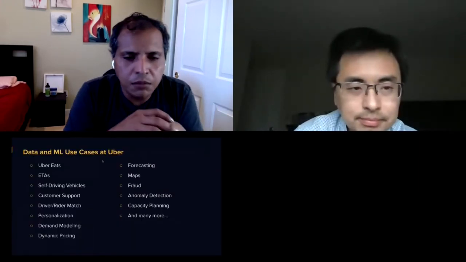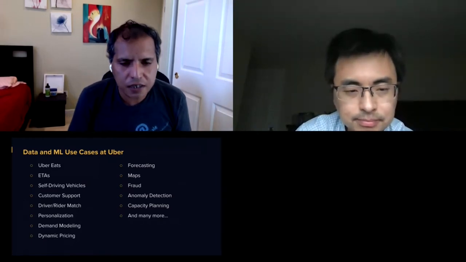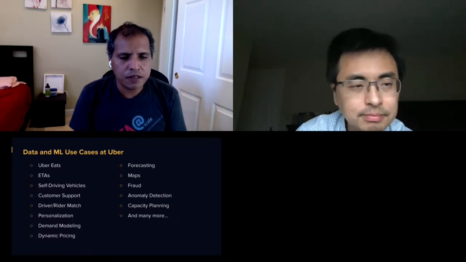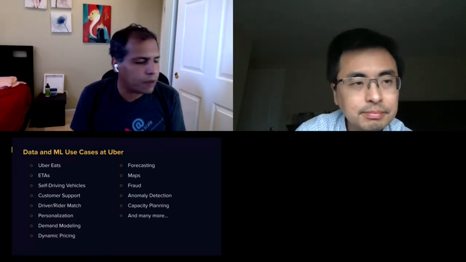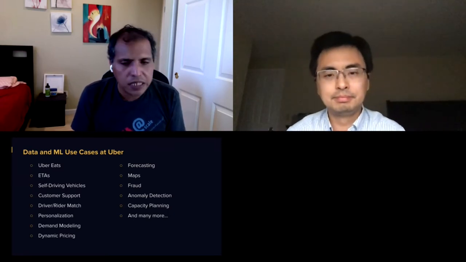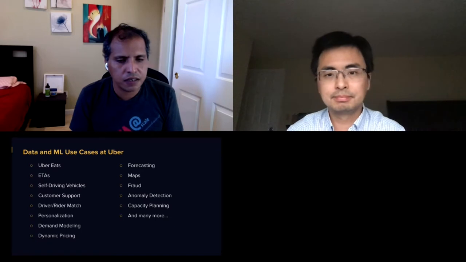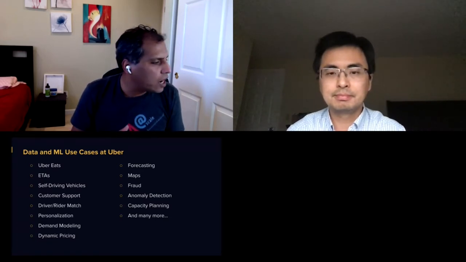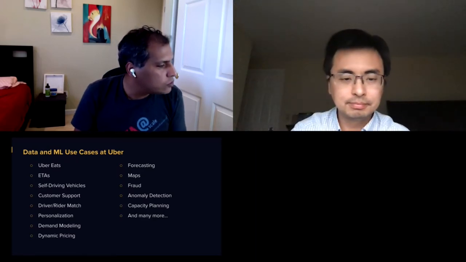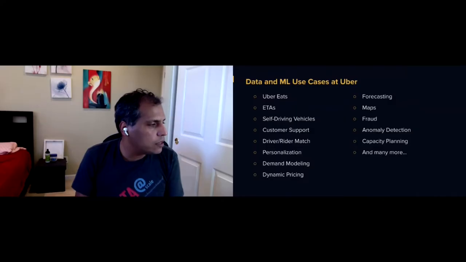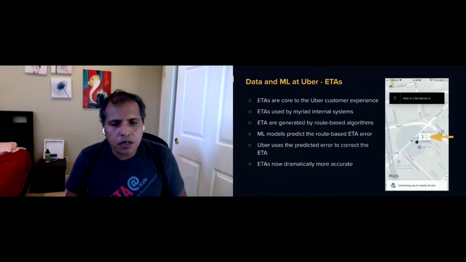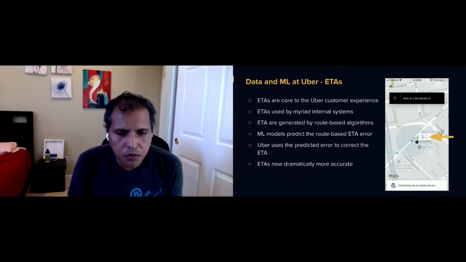Let's talk about data and ML use cases at Uber. Uber is a data-driven company, and pretty much everything we do is data-driven. Data and ML is the backbone of all the processing that happens at Uber. Here are some of the use cases I listed, such as Uber Eats, ETA, self-driving cars, etc. However, there are so many which I can't even list on this one slide. All these use cases are supported by data and ML at Uber. Let's talk about some of these use cases a little bit more.